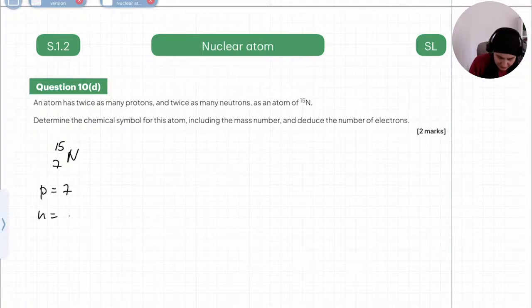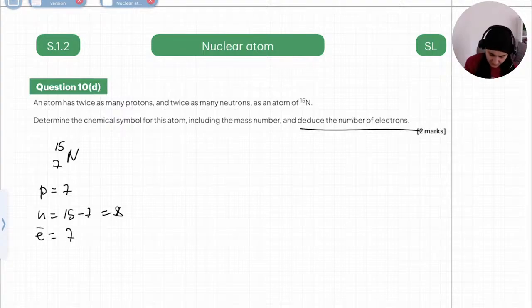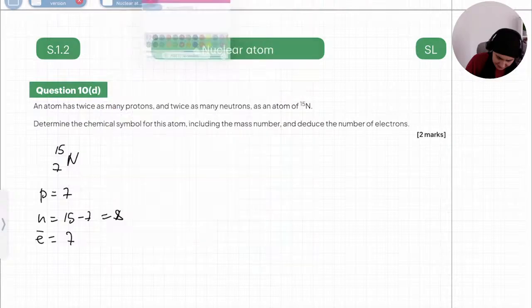Neutrons would be 15 minus 7, which is 8 according to my mental math. And actually they don't care about electrons. No, deduce the number of electrons. They do care. Okay, so electrons here, it's 7. But for this one, we don't need it. But okay, never mind. And then for the element they're asking about, let's say it's element X.